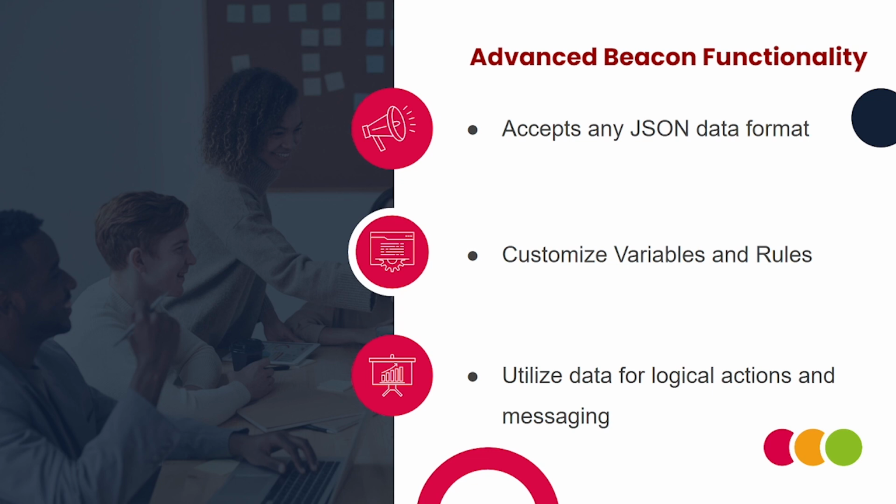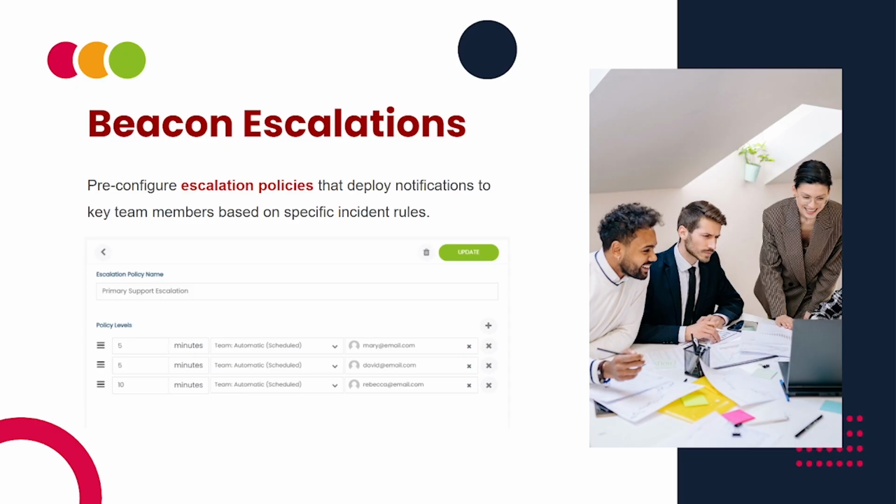Now, the observability and ITSM type of beacons will both allow us to accept any type of JSON data in whatever format you want to send to us. We can create custom variables and rules, and we can utilize your data for logical actions and to create messaging. Beacons can also have escalation policies assigned that will deploy notifications to key team members based on specific incident rules.